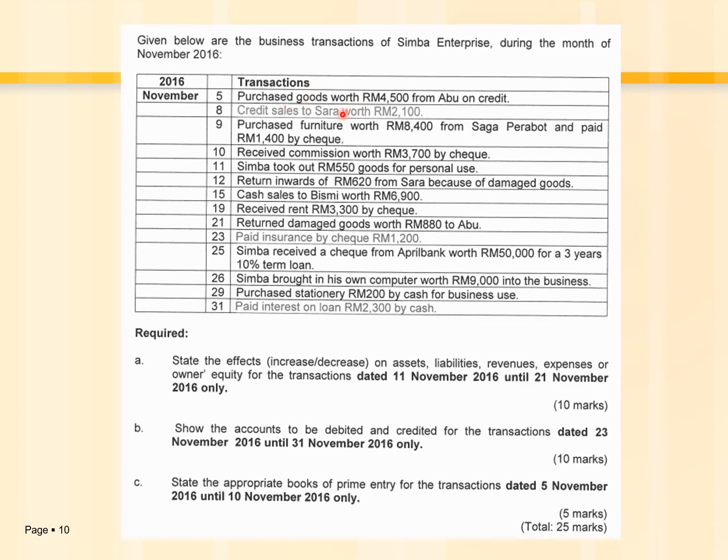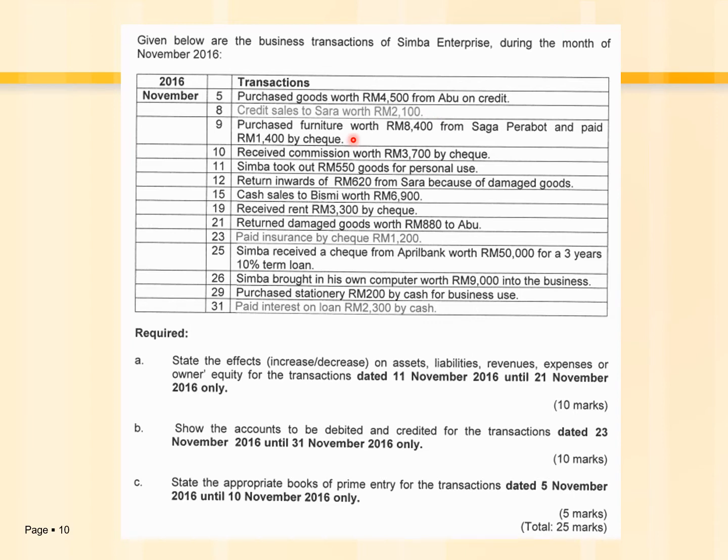So, purchase goods worth 4,500 from Abu on credit. Dia beli secara hutang. So, pembelian ni akan masuk dekat purchases journal. Yang ni, credit sales to Sarah worth 2,100. Jualan secara hutang kepada Sarah. So, dia akan masuk dalam sales journal.